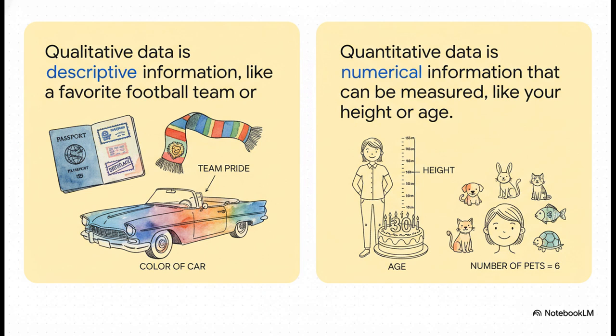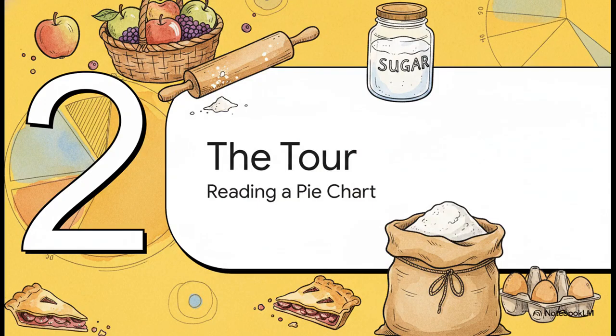On the other hand, you've got quantitative data. Just think quantity. This is anything you can count or measure. Your height, how many people are in a room, you name it. One is about descriptions, the other is all about the numbers. It's that simple. Okay, ingredients sorted.